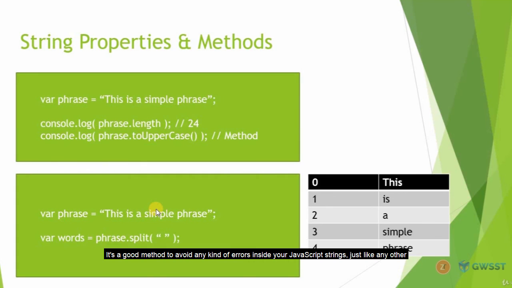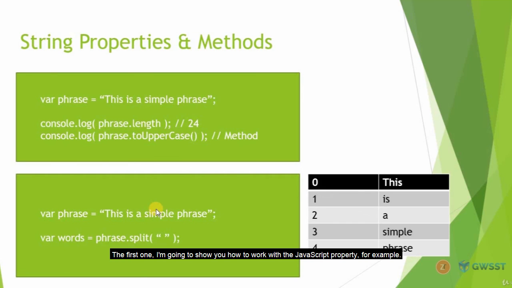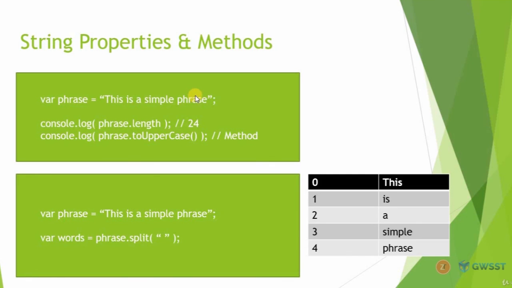Just like any other data type in JavaScript, even strings have methods and properties. The first one I'm going to show you is how to work with a JavaScript property. For example, here we have a phrase, and this is a simple phrase. That's what it defines. Now we can output the length of the phrase. We can say console.log phrase.length. That will output how many letters that phrase has. In this case, it's 24.